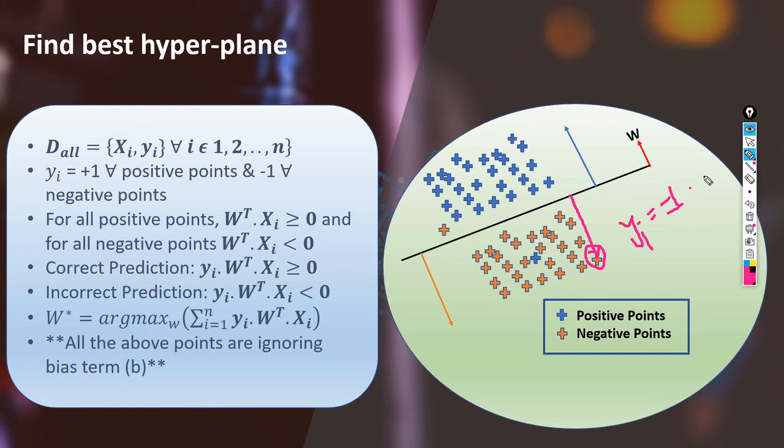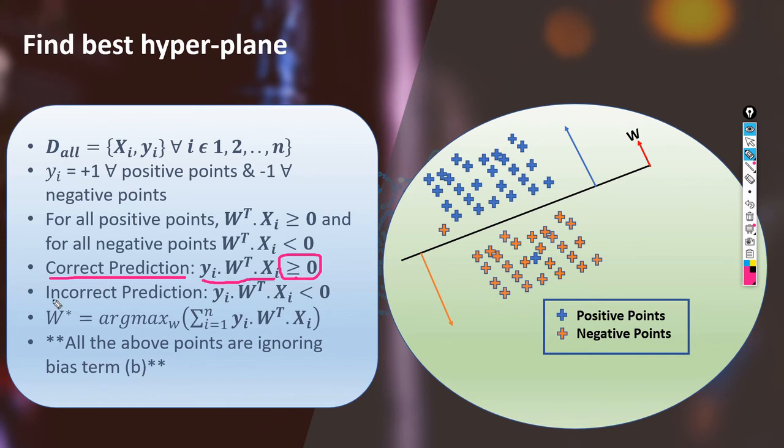So in both cases, when we are correctly classifying both positive points as well as negative points, that's why I am saying that for correct prediction or correct classification, this signed distance yi w transpose xi will always be greater than 0. I am repeating, for correct classification, the signed distance term will always be positive, always greater than 0, right?